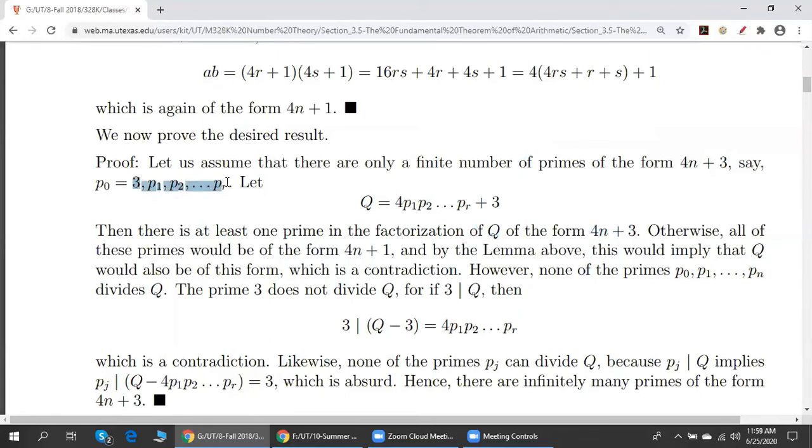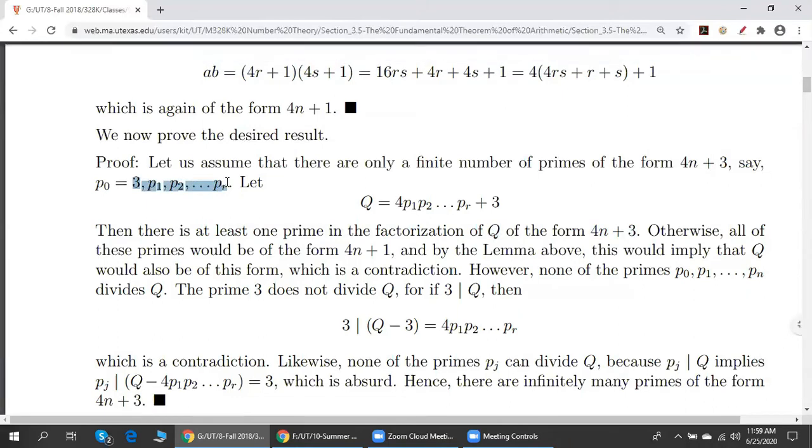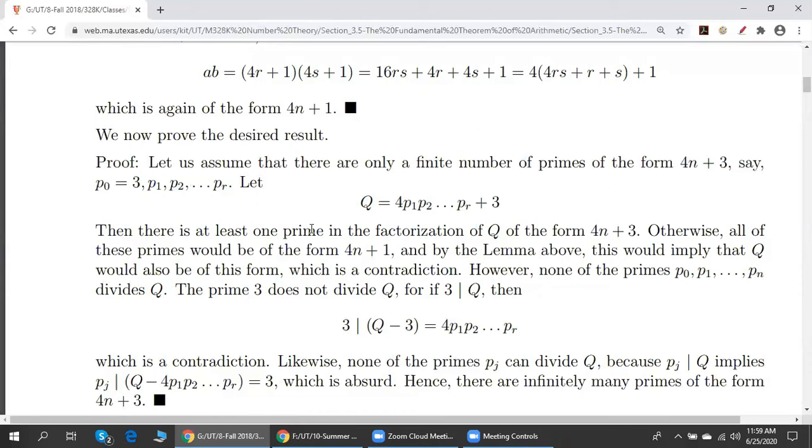Oh, and that comes from the division algorithm, right? No, give me a second. We just proved that at least one prime in the factorization of q is of the form 4n plus 3. Do you understand why? Yes. Since over here we have all prime numbers of this form, q is divisible by one of these numbers. Agree? Yes. Now let us consider two cases.